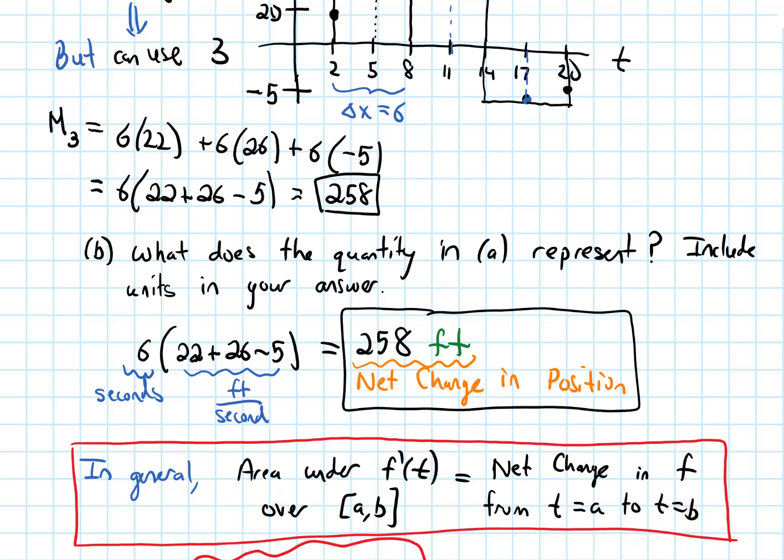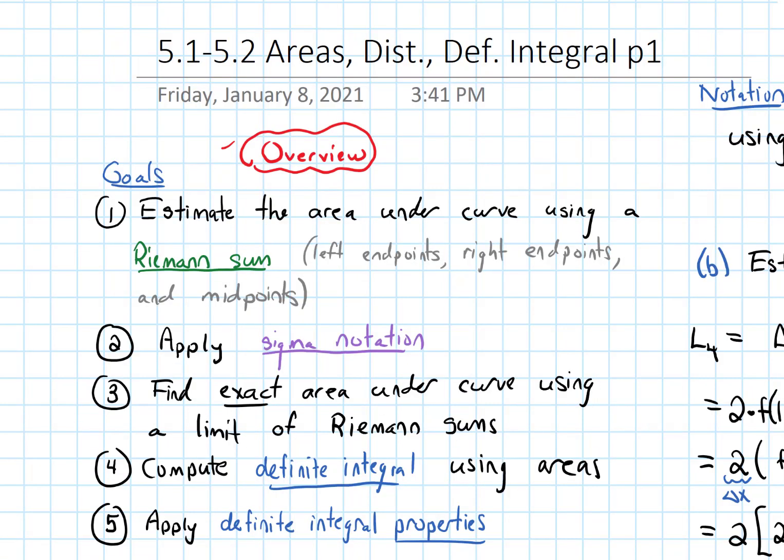So we'll see this more formally in section 5.4, but I think based off of what we know now, we're already ready to be introduced to this. So in terms of our goals for this section, at this point we know how to do goal 1, estimating the area under a curve using Riemann sums with left and right endpoints and midpoints.